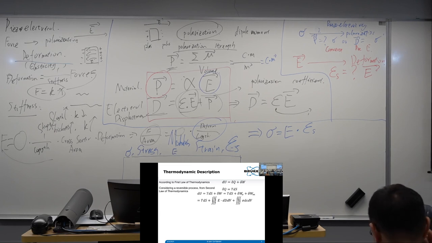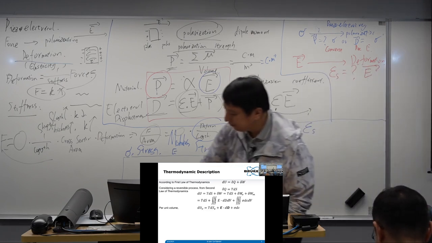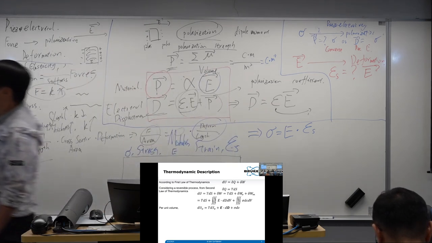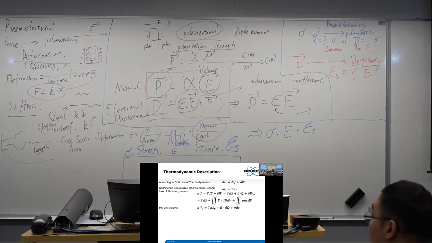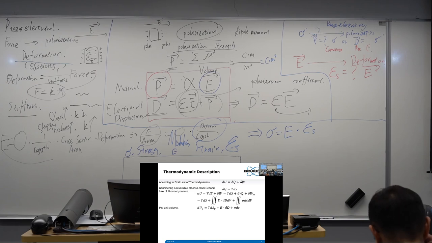So finally, we get this function. This dU equals TdS, plus the electric work, plus the mechanical work. And then we want to get rid of the volume, right? We don't want the volume here. We don't want the integral here. So for per unit volume, we get rid of all of the volumes. Then we get the per unit volume internal energy, something like this. This is easy for us.